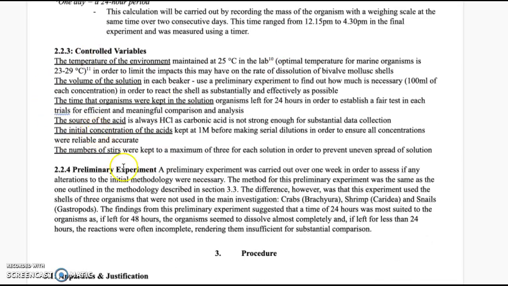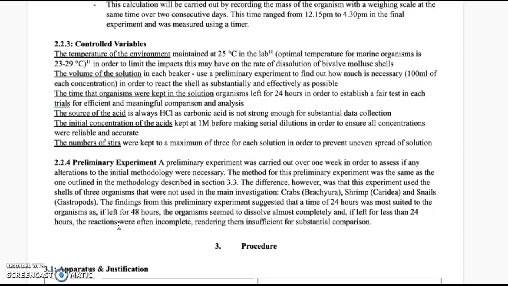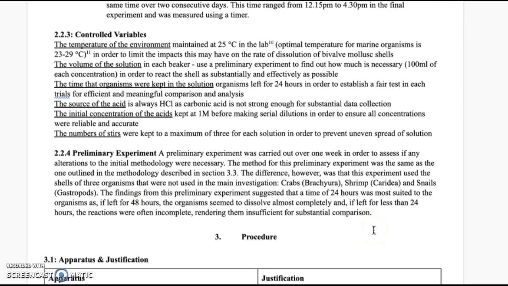my controlled variables, and then my preliminary experiment, something I did beforehand just to see how it would work. And then I found out how much time would be most suited for the organisms in the experiment. So it turned out to be 24 hours, because if I left it for longer, then the organisms would completely dissolve, so it would be difficult to substantially compare the values. So I did 24 hours instead.